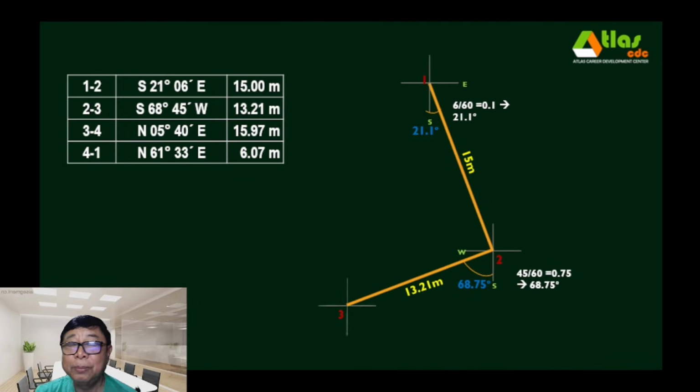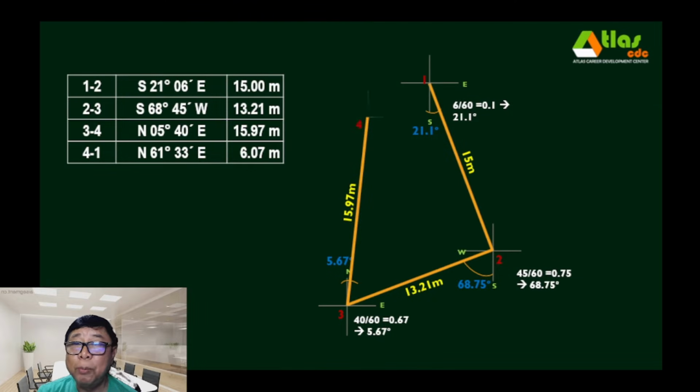And then at point 3 also, we're going to determine the angle of 5 degrees 40 minutes. We're going to convert 40 minutes to degrees, so that will be equivalent to 0.67 degrees. So we add it to 5. Our total degrees now is 5.67 degrees. Direction is north going east, so at the north axis going to the east axis that is a clockwise direction. You have the angle of 5.67, and that will have a length of 15.97 meters going to point 4.